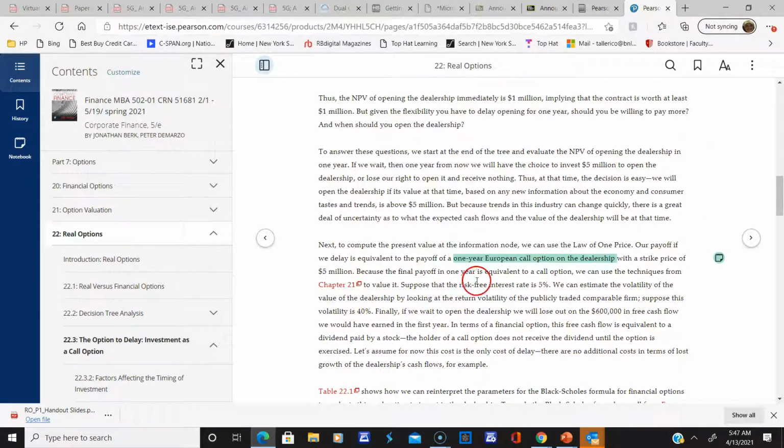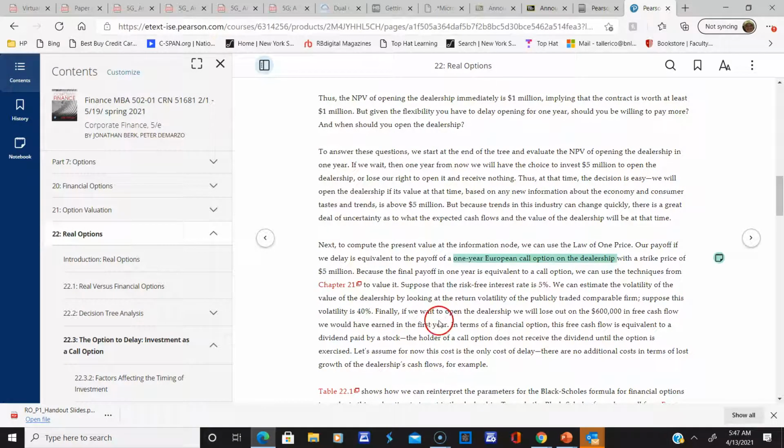Because the final payoff in 1 year is equivalent to a call option, we can use the techniques from chapter 21, which was on options, Black-Scholes and options, to value it. Suppose that the risk-free interest rate is 5%. We can estimate the volatility of the value of the dealership by looking at the return volatility of the publicly traded comparable firm. Suppose this volatility is 40%. I don't know how they determine that, but suppose it is.